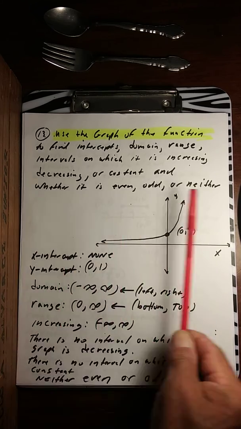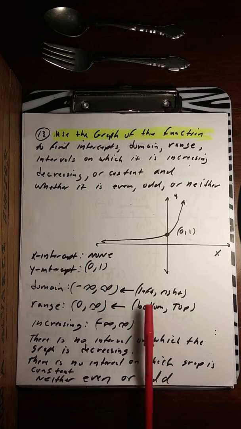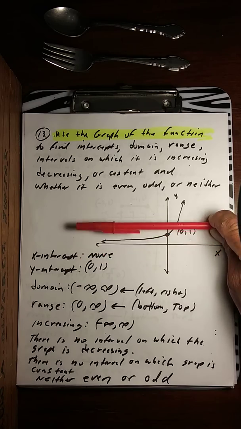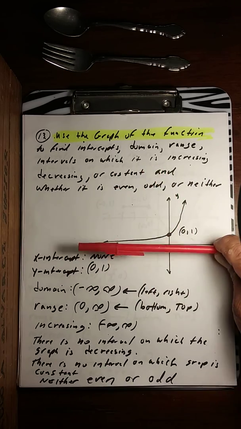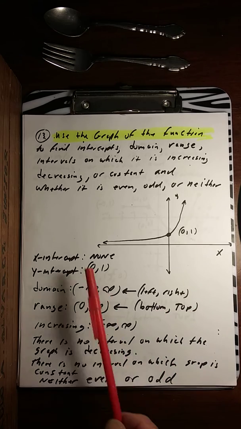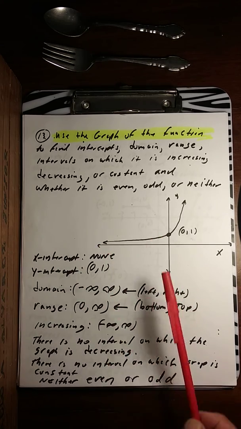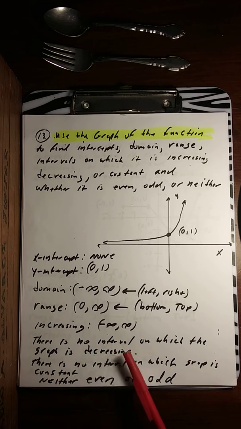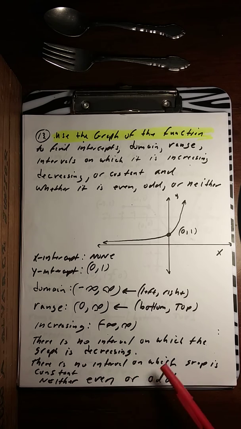Domain, -infinity to infinity, like this, it never stops. Left and right. Range, from 0, but not including 0, goes this way. So domain is left and right, range is bottom to top. Increasing from -infinity to infinity, it's always going up. There is no interval in which the graph is decreasing, nope. There is no interval in which the graph is constant, nope. And it's neither even nor odd.